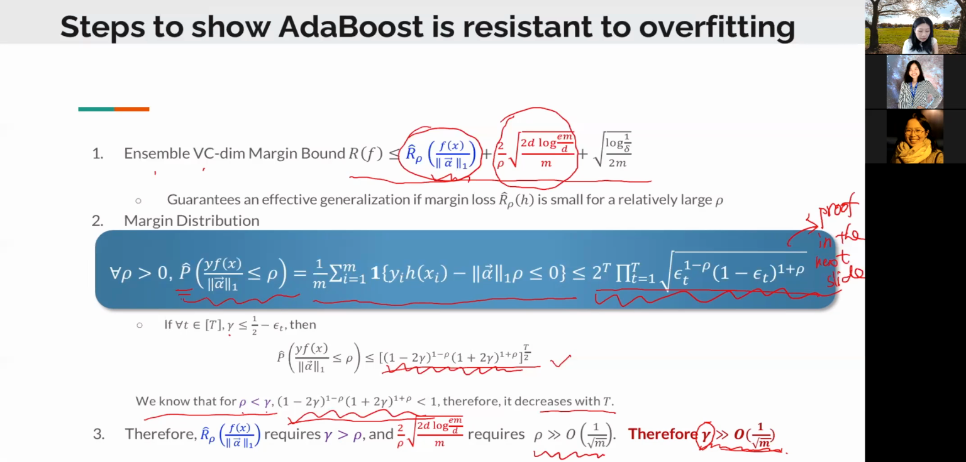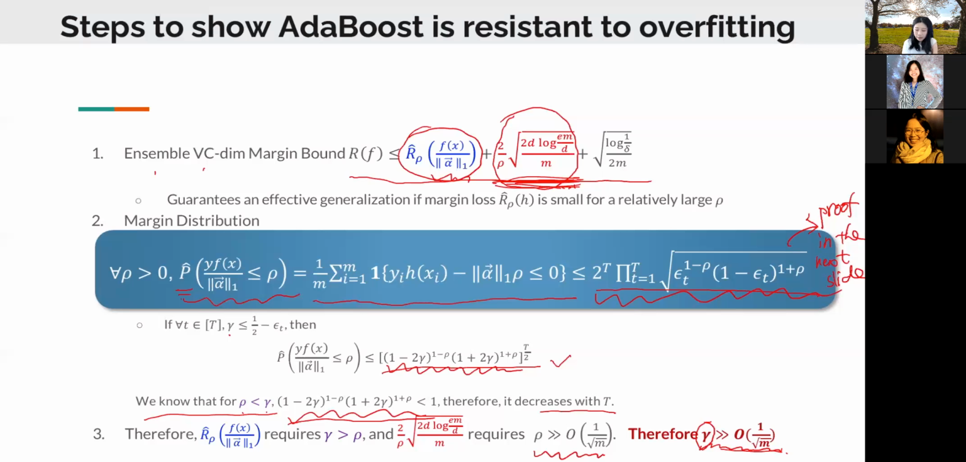However, if you do that, then this basically changes the red term, the second term here, because it depends on rho. We didn't see the proof of this, but if you see the proof, you will see this term depends on rho but does not depend on alpha, which is very interesting to see. So the first step is just the ensemble VC dimension margin bound.